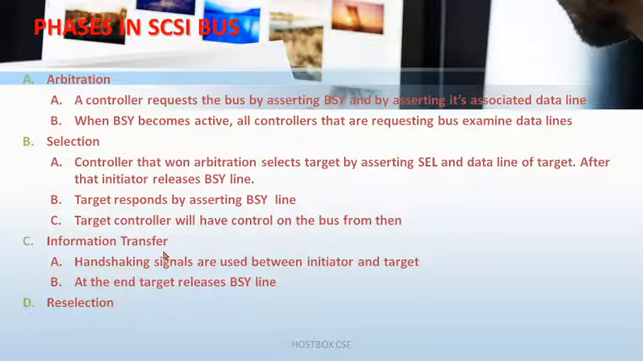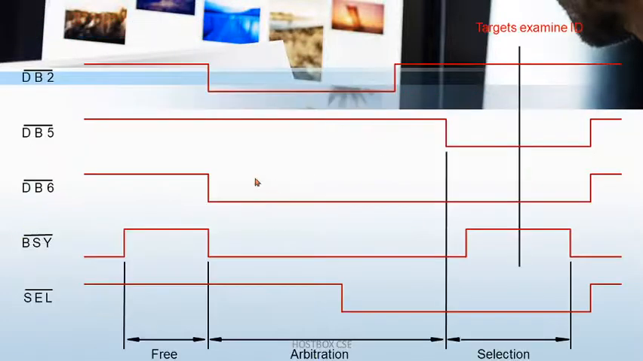Then information transfer: handshaking signals are used between the initiator and the target, and at the end the target releases the BSY line. And last, reselection: if you want, you can reselect and check the data again. At last, this is a data transfer diagram for when we work with SCSI. I told you the phases and how the operation happens. This is just electrical signals passing through arbitration and selection states, DB2, DB5, and so on, and target examination.